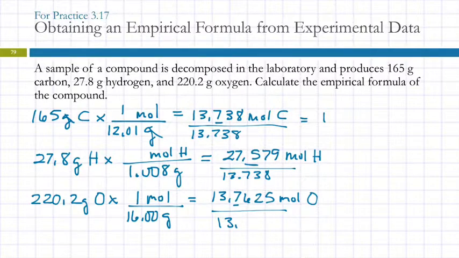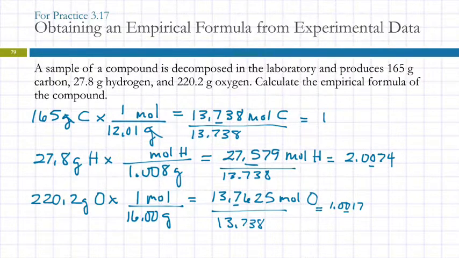That was too messy. So the one on the bottom comes out to be 1.0017 and 27.579 divided by 13.738. This gives me 2.0074. So those are the ratios.